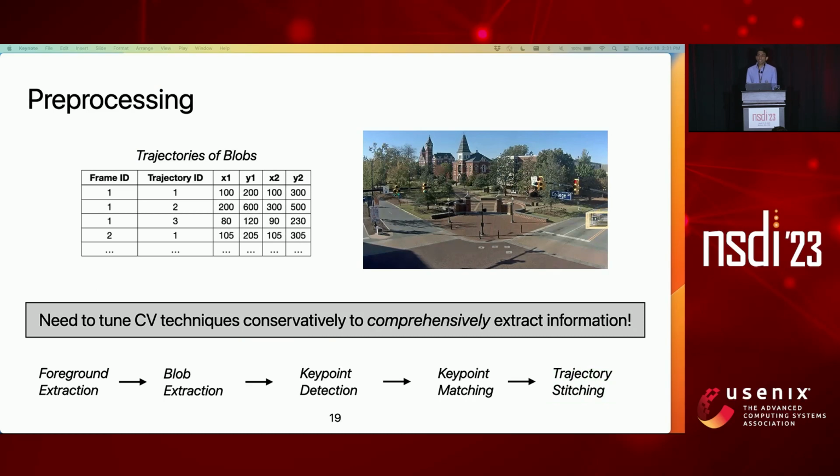Now, while none of these CV techniques are new, what's important and different is how we use them in Boggart. In contrast to their intended use cases, we had to carefully tune them to be conservative, right? The priority of pre-processing is to comprehensively extract information. We can always filter out irrelevant objects or trajectories at query time, but if an object is missed at pre-processing, we have really no way to recover it later on.